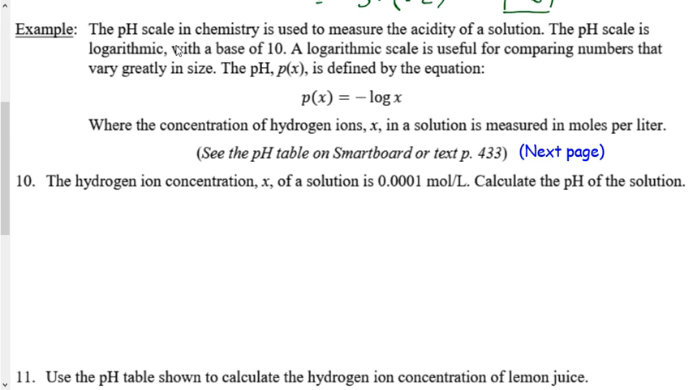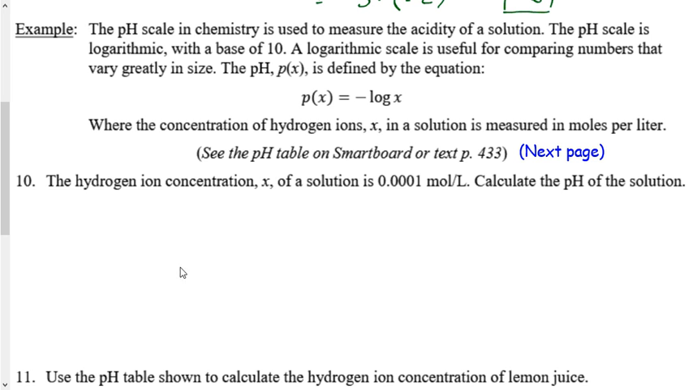So pH is used to measure the acidity or alkalinity, how much base a solution has, and the pH scale is logarithmic with a base of 10. A logarithmic scale is useful for comparing numbers that vary greatly in size, and that's why we use this scale. pH is defined by this equation below. So this P of x is going to be the pH, or the power of hydrogen, and the concentration of hydrogen ions is the x value.